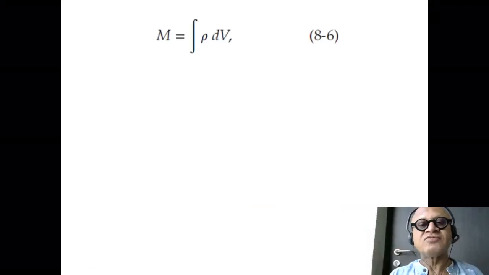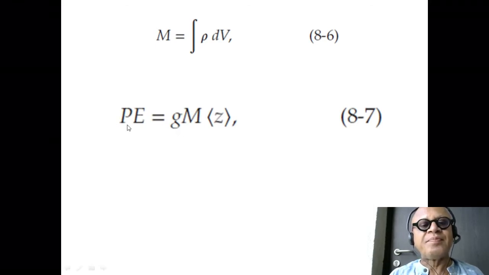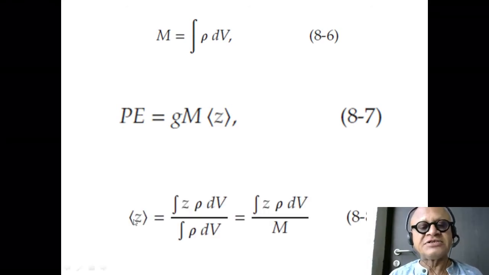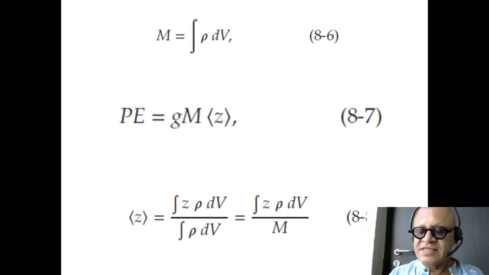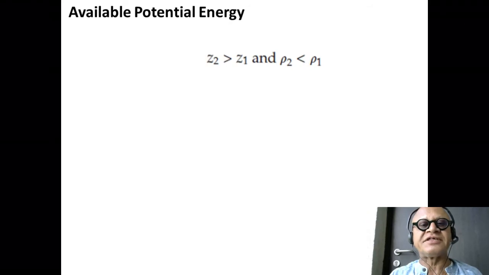Because rho has a profile, we have to integrate it, and obviously the mass of the parcel is the integral of rho dV, and the potential energy is then just g times the mass times this average z, which in this case is the height of the center of mass, which determines its potential energy, where the angular bracket z is just the integral of z rho dV divided by the integral of rho dV, which is of course the mass. So it's the distribution of mass divided by the mass, so that you find the height where the center of mass exists.